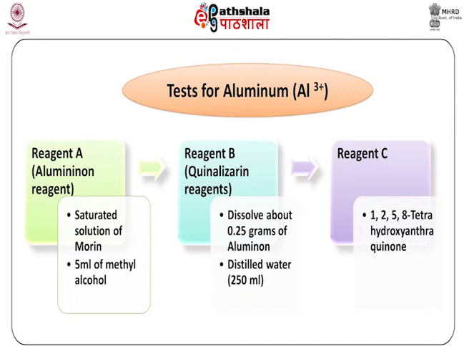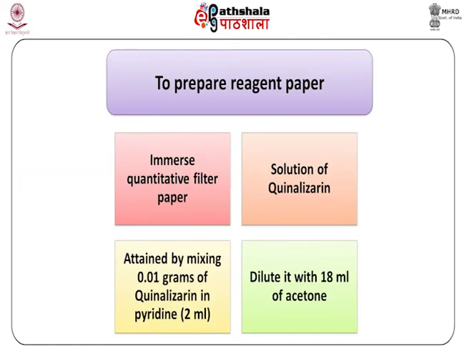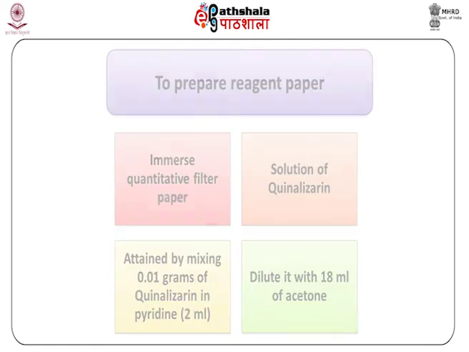Reagent C, tetrahydroxy anthraquinone is used as reagent C. To prepare reagent paper, immerse quantitative filter paper in the solution of quinalizarin, which is attained by mixing 0.01 grams of quinalizarin in pyridine, 200 ml. Now dilute it with 18 milliliters of acetone.